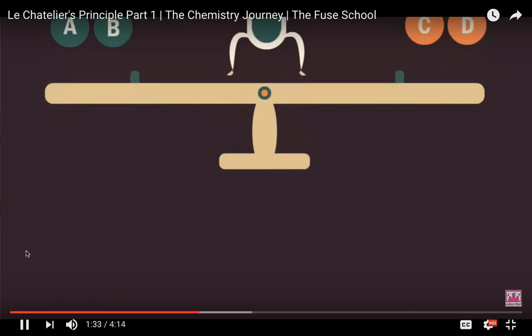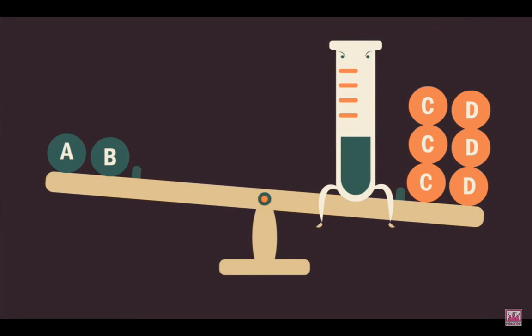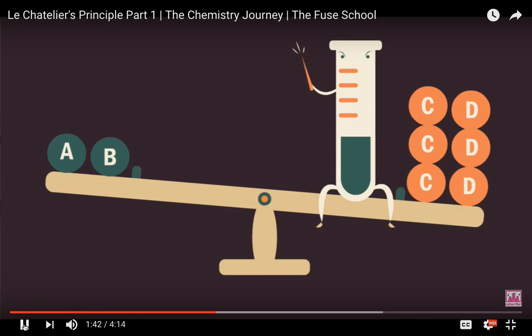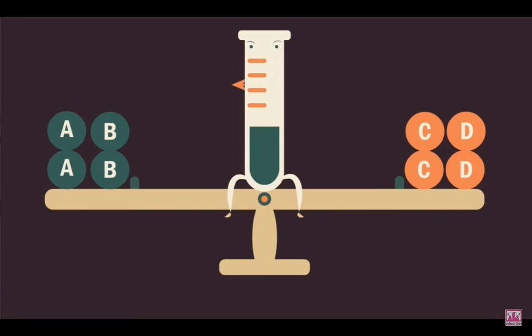If we added more C and D, the system becomes stressed and is also no longer at equilibrium. So to counteract stress. So watch right now. Okay, we added more C and D. So what's going to happen? We're going to have to shift to the left. Now look what happens to the concentration of the reactants and what happens to the concentration of the products. The system forms more A and B. Therefore, the equilibrium shifts to the left.